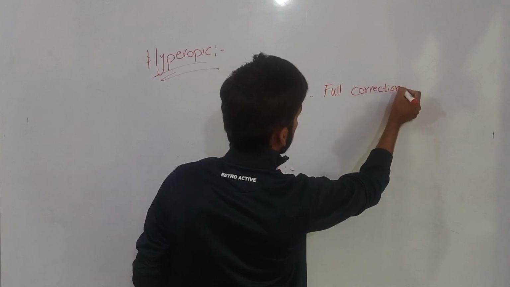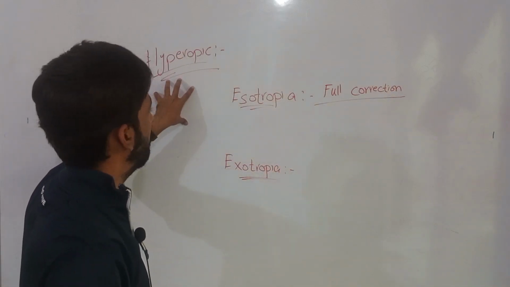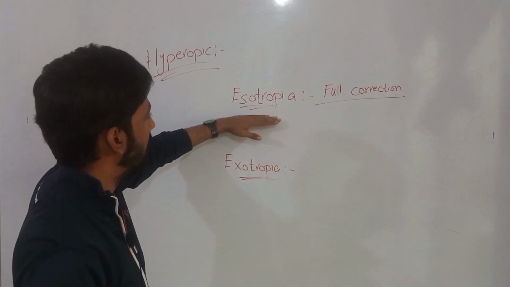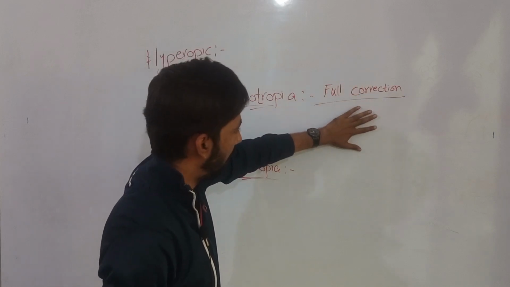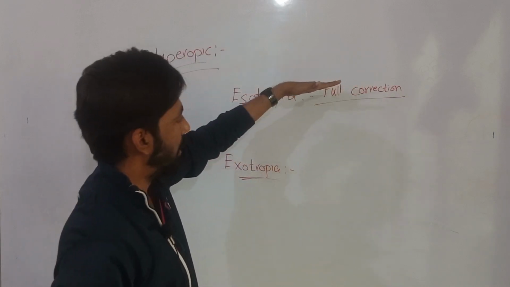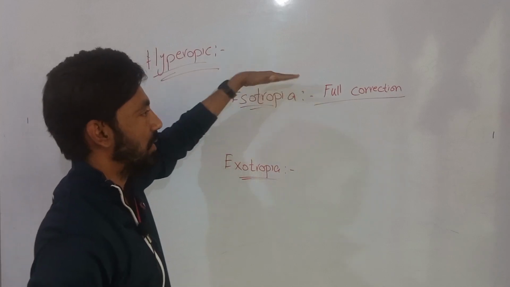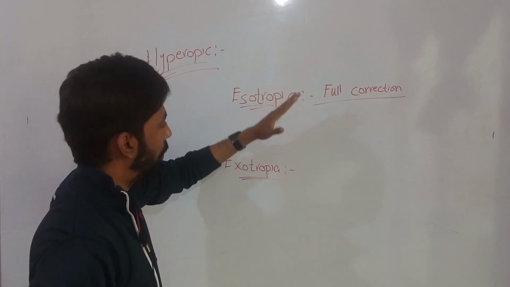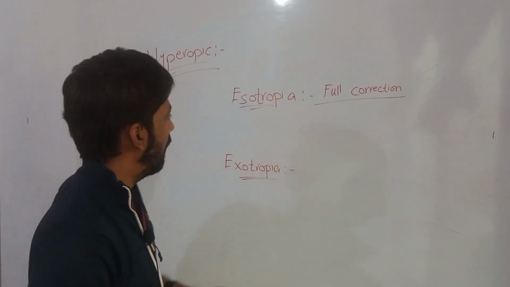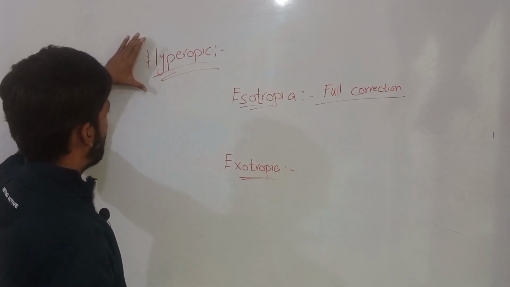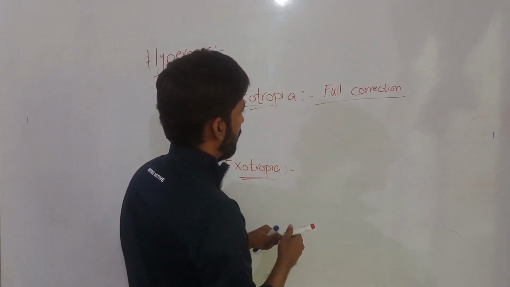I have told you the reason earlier, right. So in a hyperopic patient, esotropia is there. If esotropia is there, you have to prescribe full correction, because the full correction will relax the accommodation. The accommodation will be relaxed, then relaxed accommodation will relax the convergence, and if the convergence is relaxed, we can manage our esotropia. Simple, right? Now, if the patient is hyperopic and exotropia is there, opposite, under correction.